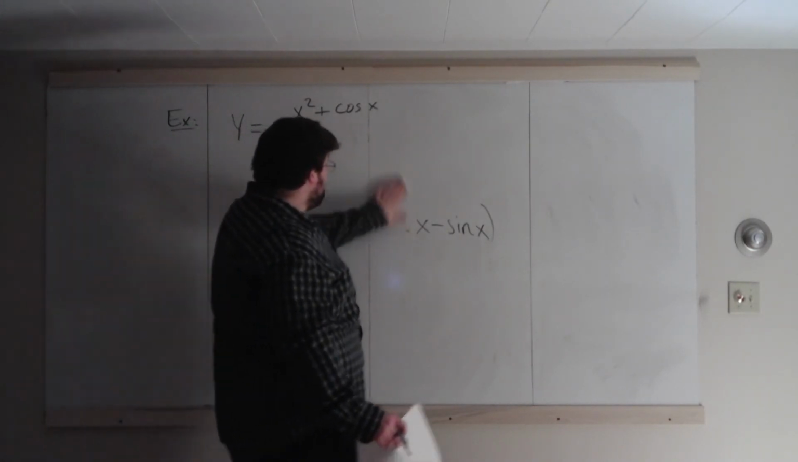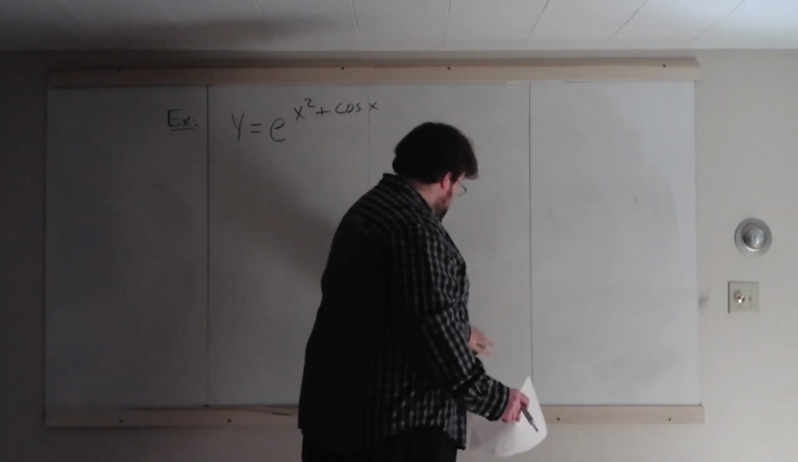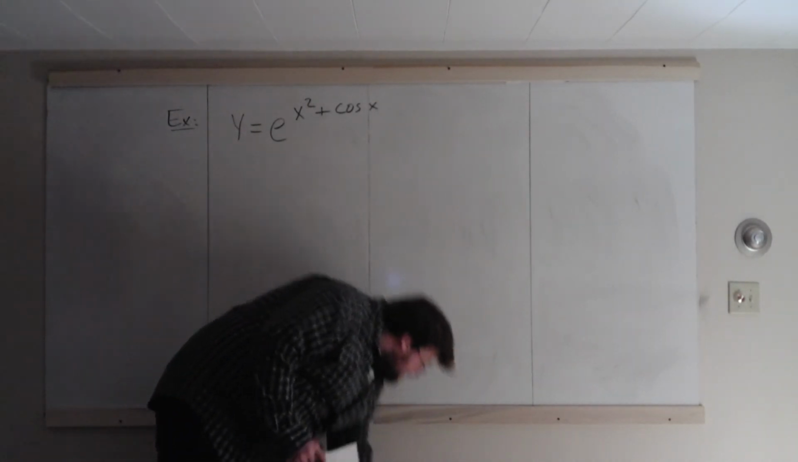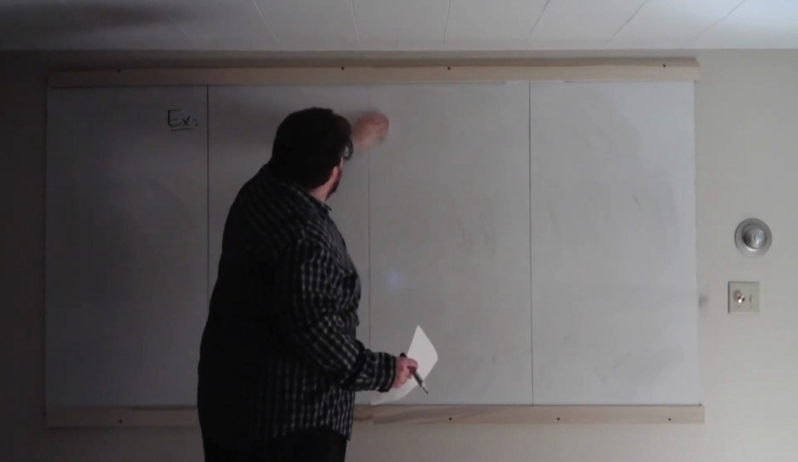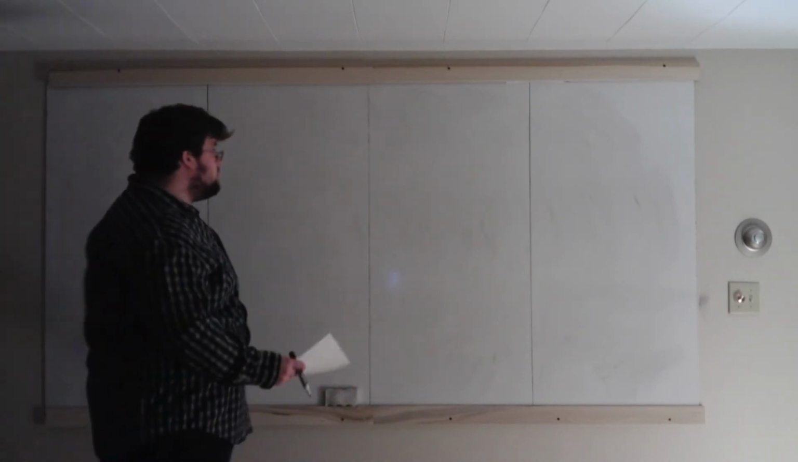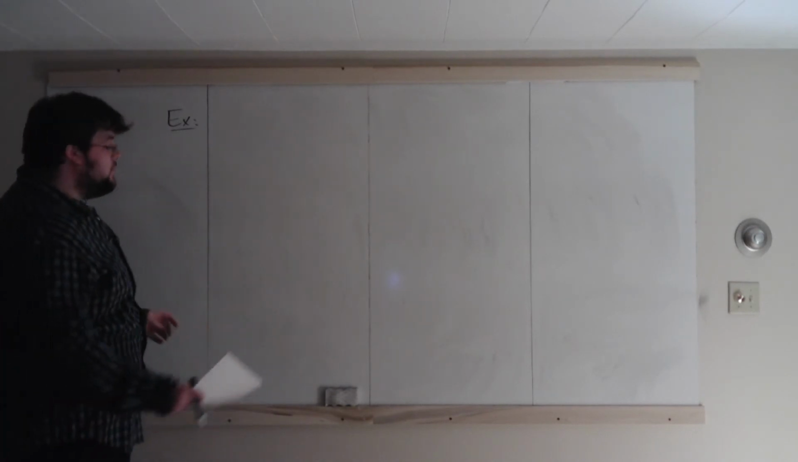Here, if you did do a u substitution, that's good. My hand has marker all over. If you did do a u substitution, u would be x squared plus cosine x.